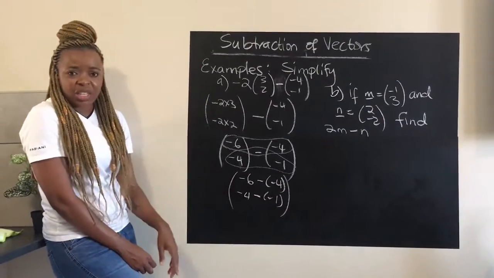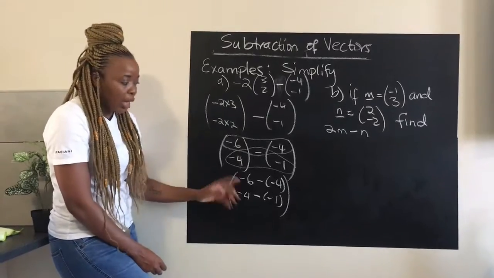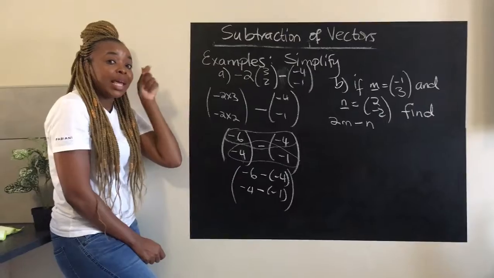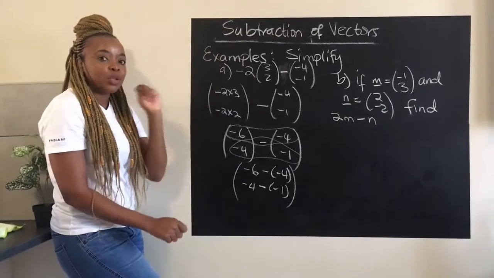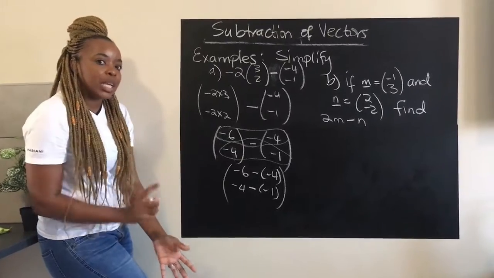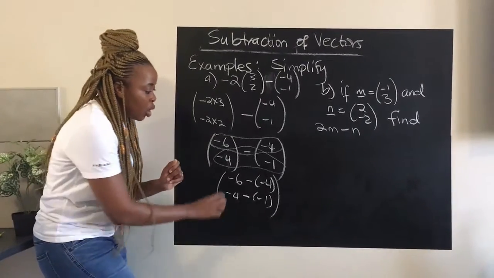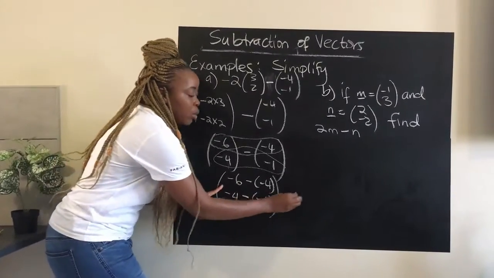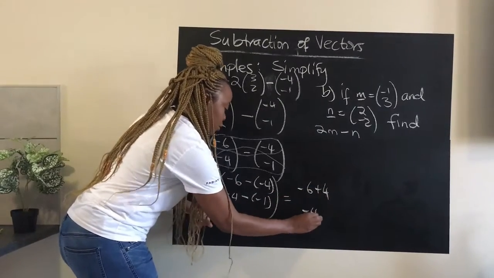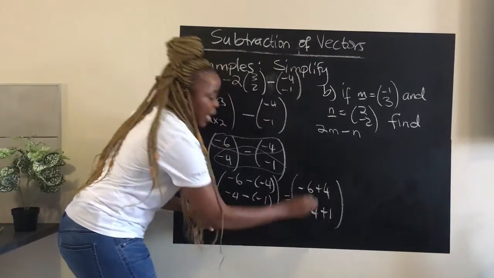But I can't leave it like that. It doesn't even look so nice. So I want to have it as a single number. Remember, I only want one sign at the top number and one sign at the bottom number to represent the direction, and then I have my numbers to represent the movement or the length. So this is just equal to -6 plus 4, and then -4 plus 1. That's what I actually have.